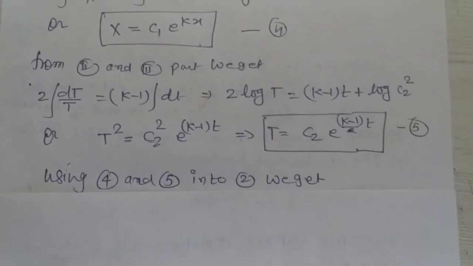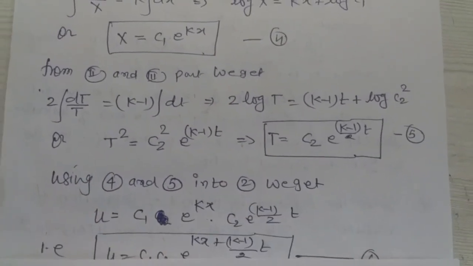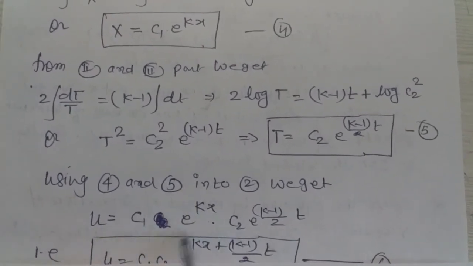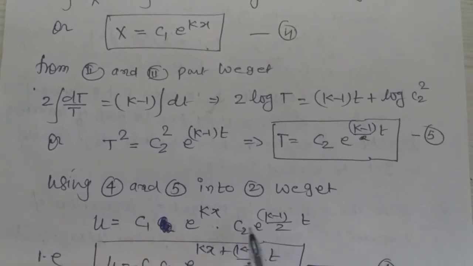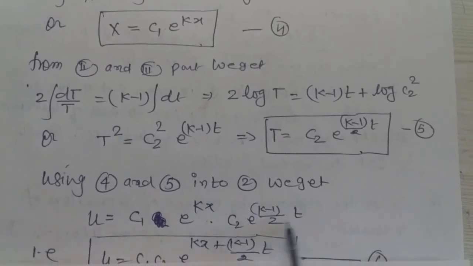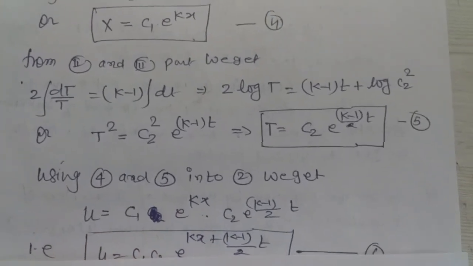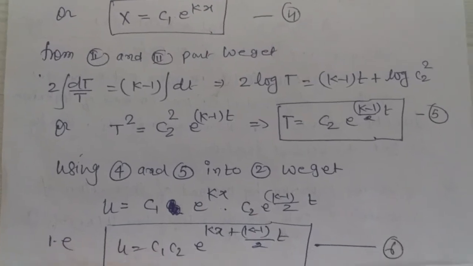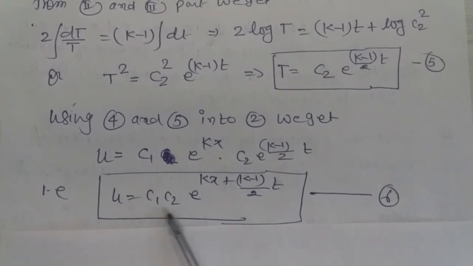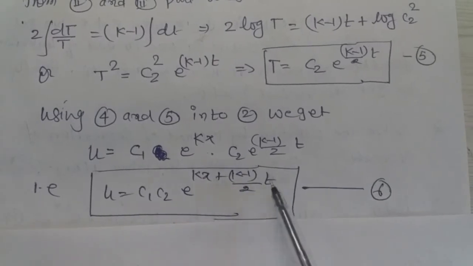Now the final solution of given PDE is the product of these two solutions. We get u equal to c1 e raised to kx, which is the solution of the first ordinary differential equation, into c2 e raised to (k minus 1) by 2 times t, which is the solution of the second ordinary differential equation. So the product of solutions of the ordinary differential equations gives the general solution of the given partial differential equation. This solution we also write u equal to c1 c2, which are arbitrary constants, into e raised to kx plus (k minus 1) by 2 times t.